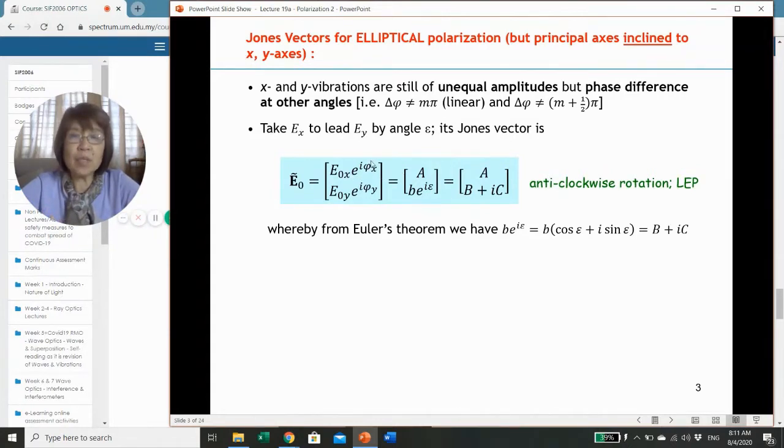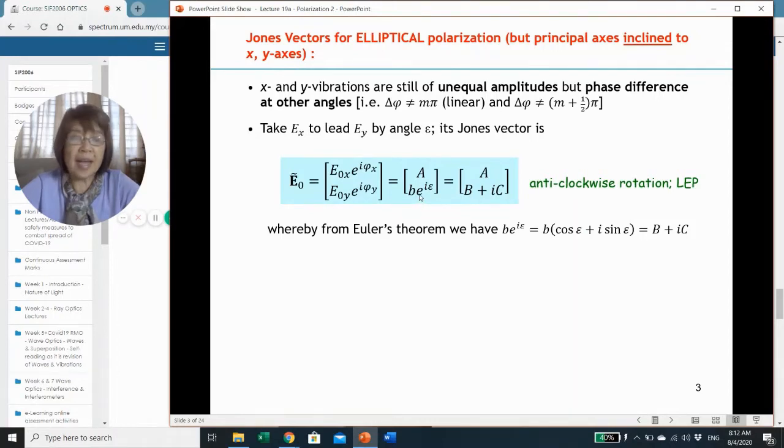Again, we suppose that phi x equals 0, so we just have the amplitude, but phi y here would have an angle epsilon. So we insert that over here. In this case, we represent the amplitude here by B plus iC. Since the sign in front of the imaginary number is positive, we would have an anti-clockwise rotation, and that would be left elliptical polarization.